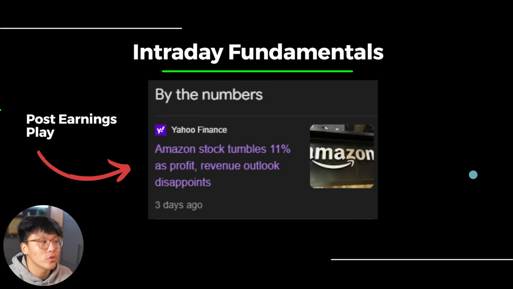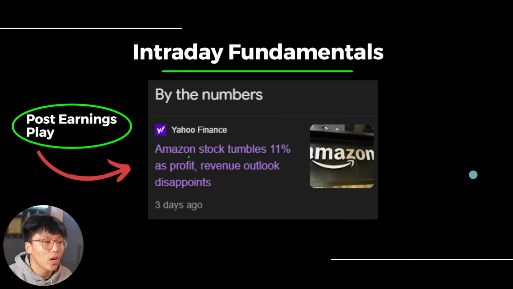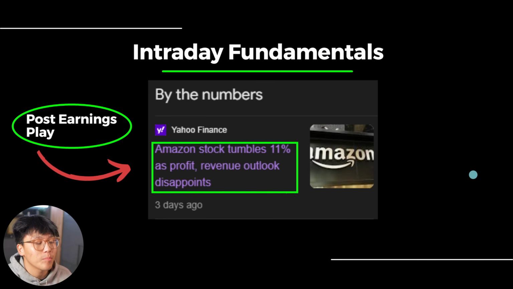Intraday fundamentals. As you can see here, what we have is a post earnings play. What you can see on the higher time frames is that we end up moving lower due to the fact that we had bad earnings on Amazon. As you can see, Amazon stock tumbles 11% as profit revenue outlook disappoints. So we have a bearish downtrend. We have bearish news that's causing the downtrend.